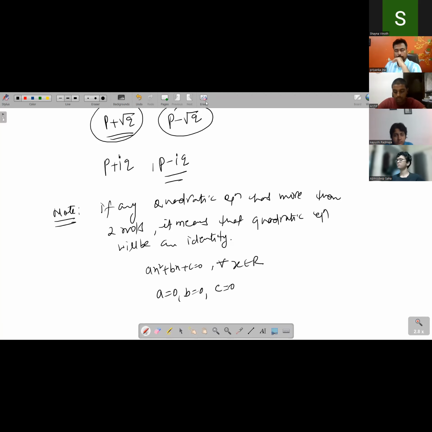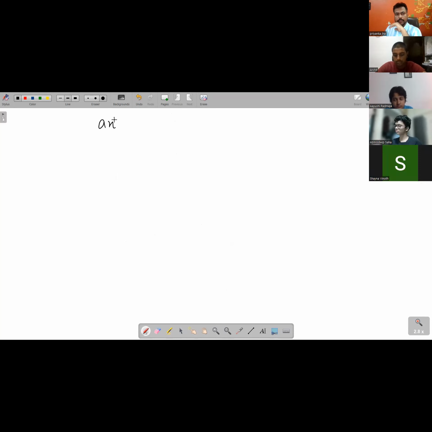Noted. Suppose we have a quadratic equation ax square plus bx plus c equal to 0. Suppose it has two roots, alpha and beta. We know that the sum of the roots is minus b upon a, that is minus coefficient of x upon coefficient of x squared, and this b and a will come with proper sign. And the product of the roots is c upon a. Correct?